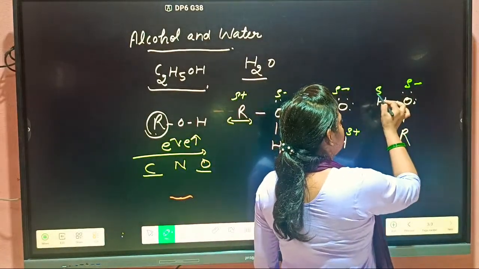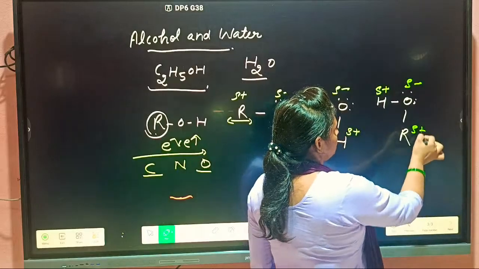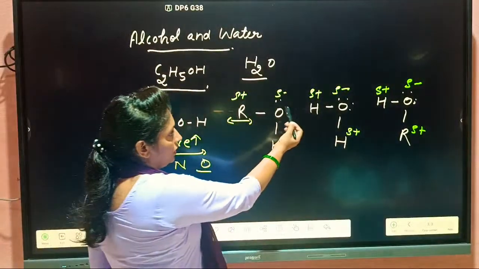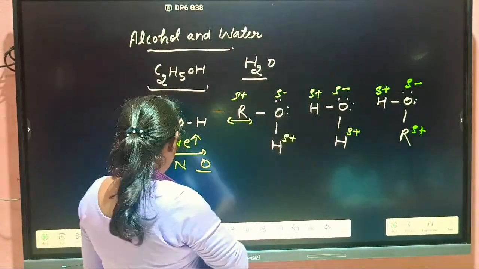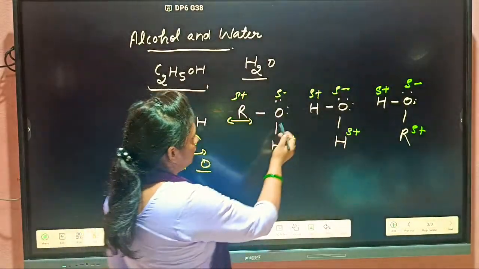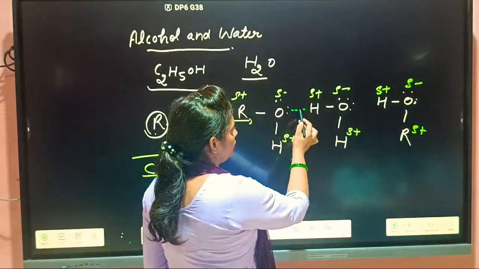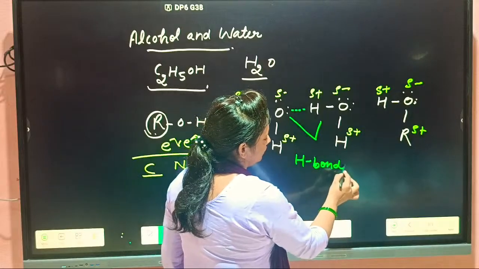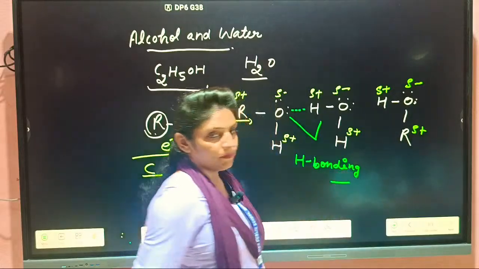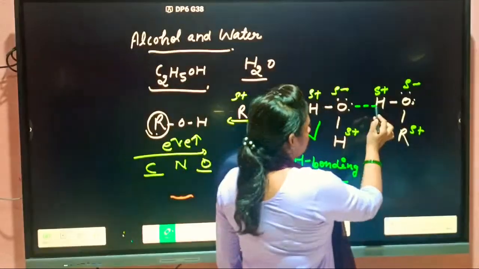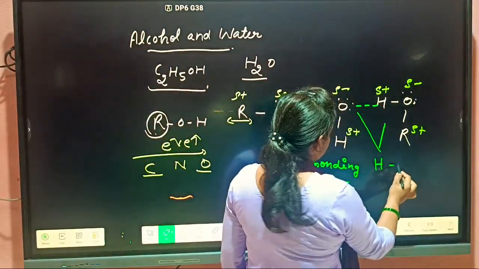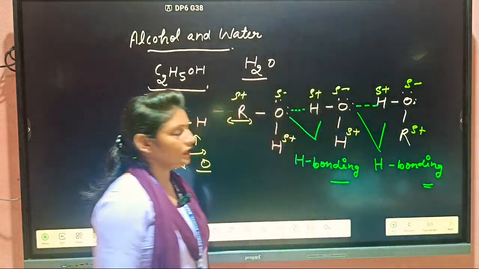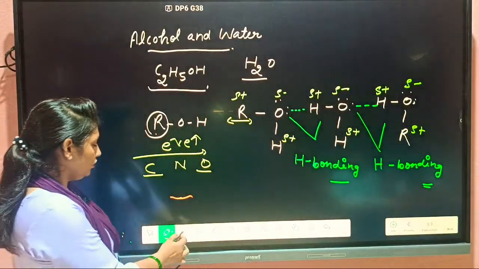Here also there is a negative charge on oxygen and a positive charge on carbon and hydrogen. Clear or not? Now here the positive and negative poles show dipole-dipole interaction. Due to dipole-dipole interaction they form hydrogen bonding. Here also hydrogen bonding. So students, in case of intermolecular hydrogen bonding, what will happen?